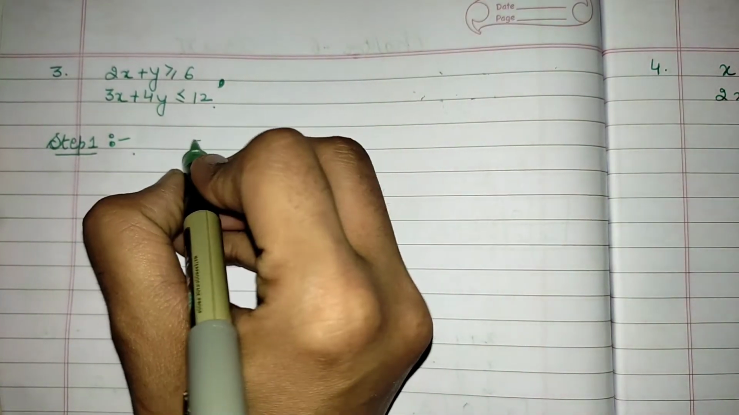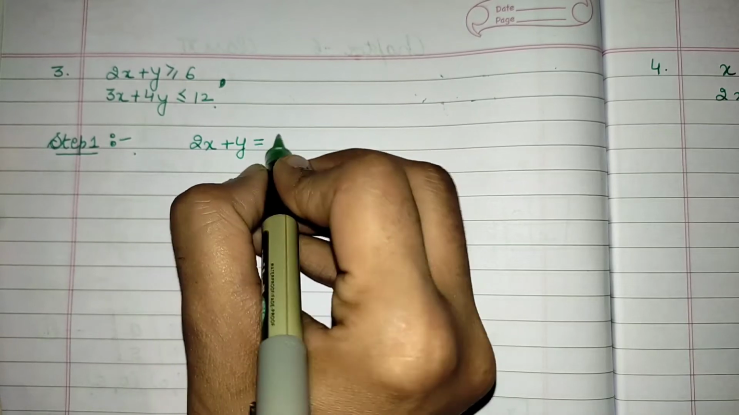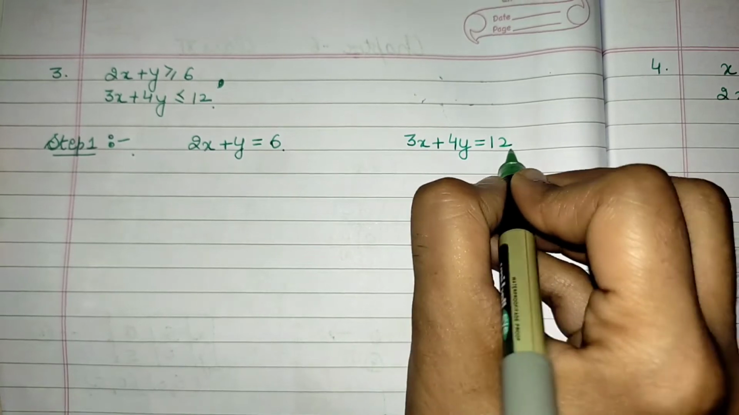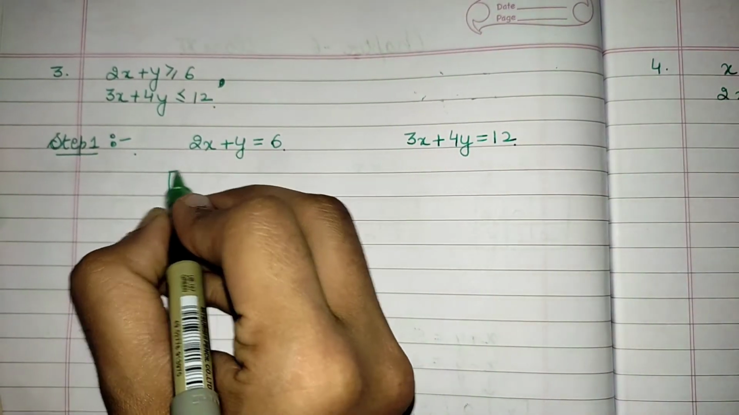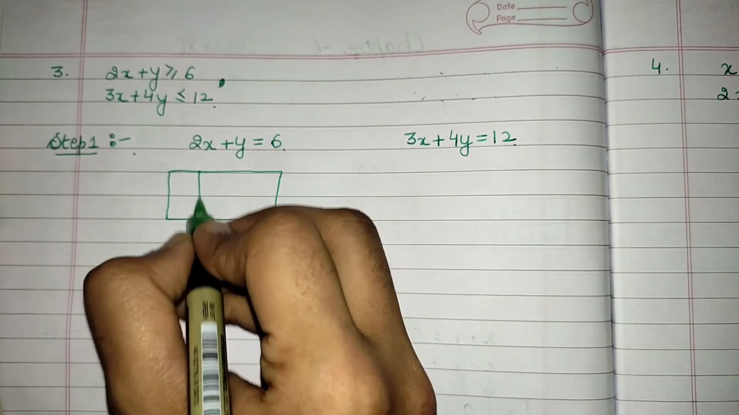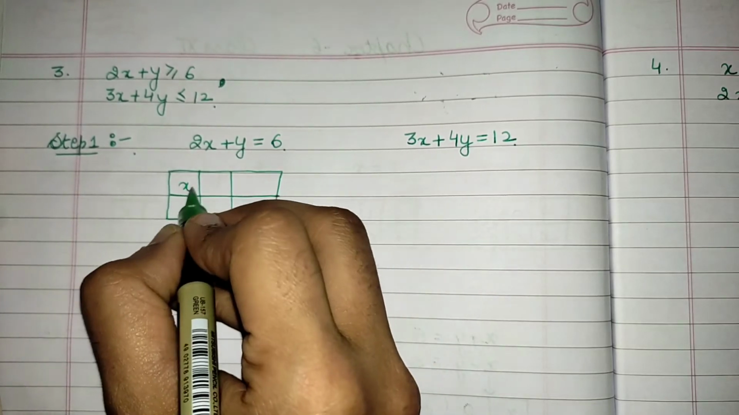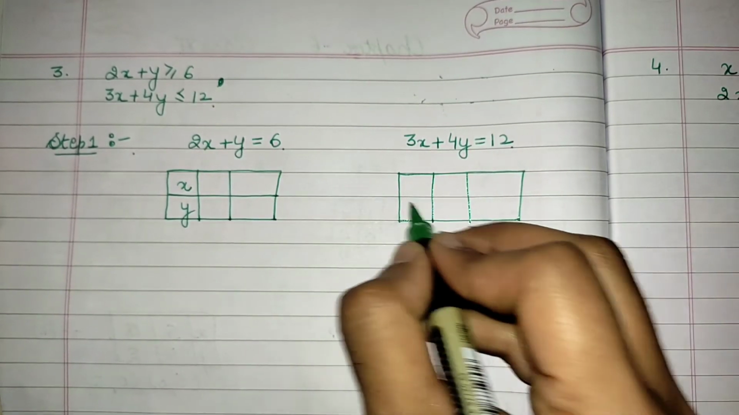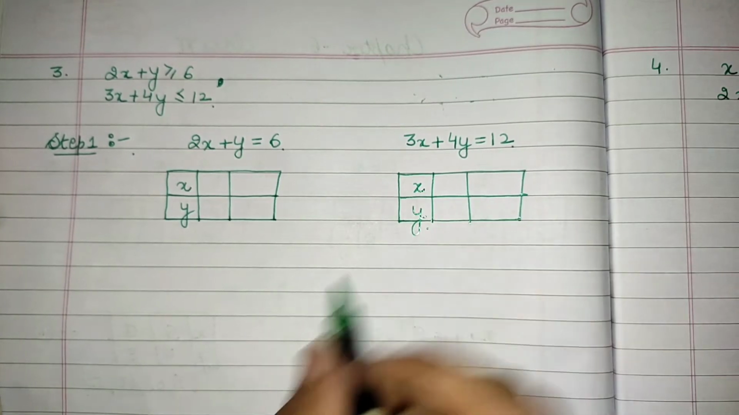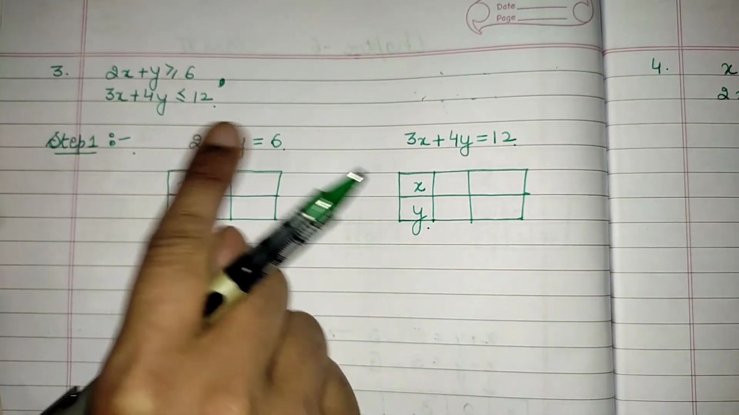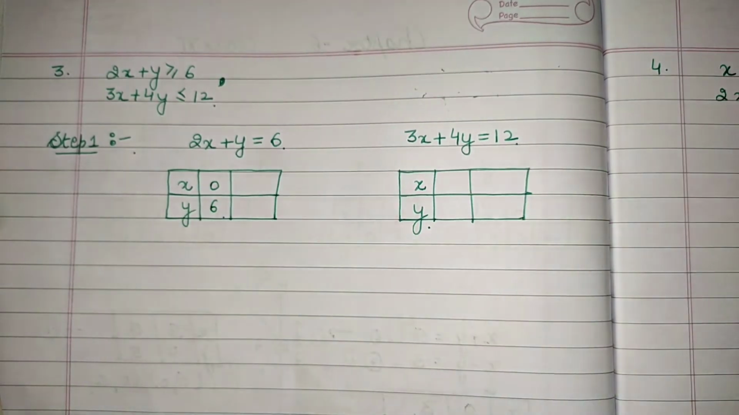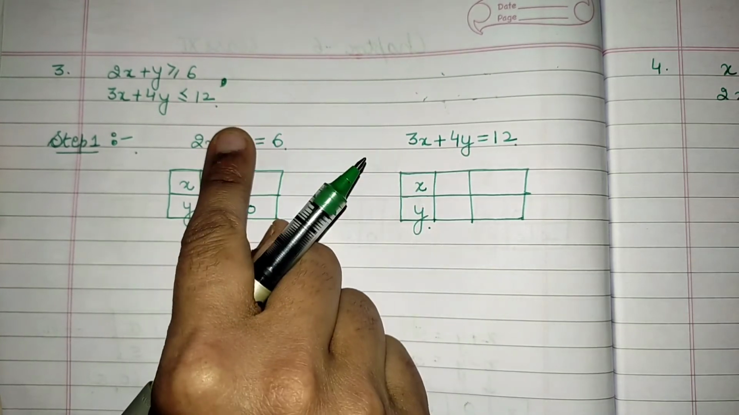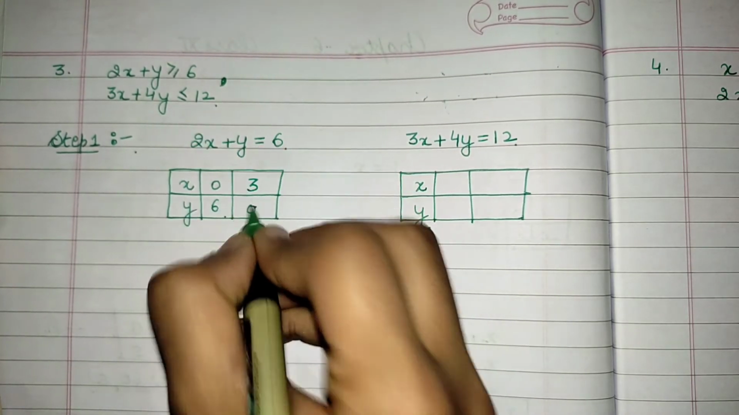Question number 3: again you have to follow the same steps. First step is to forget about the inequality symbol. This is 3x plus 4y is equal to 12. Now you have to find the points of the line which you have to draw on the graph so that we can find the solution of these inequalities. Once I put x is equal to 0, my y will be equal to 6. If I put y is equal to 0, then my x will be equal to 3.